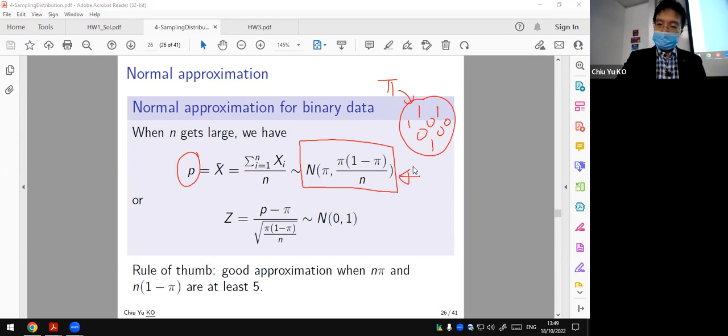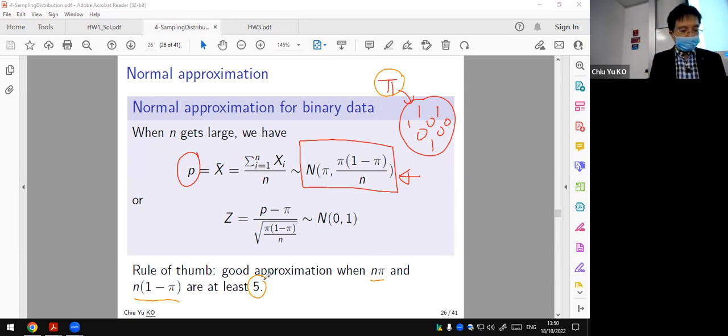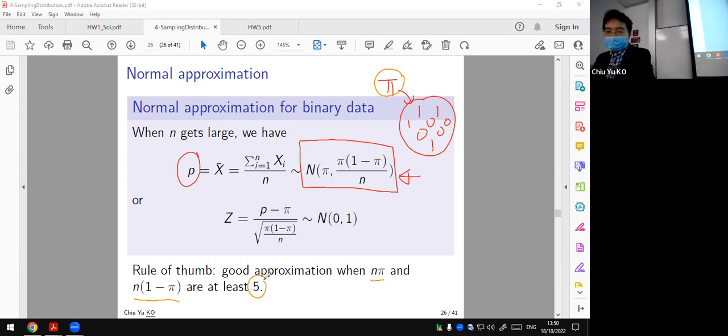There is a remark here: although I say it's independent of pi, for this to be a good approximation, you need to make sure that n pi and n times 1 minus pi are at least 5, okay? Which means that if your pi is very, very small, this approximation fails. So if the population has only very few people who like cats, or so many people who like cats, then it wouldn't work. If pi is so big or so small that n pi is not at least 5, then it's a problem. But in practice it should not be an issue unless you're looking at very, very rare stuff.